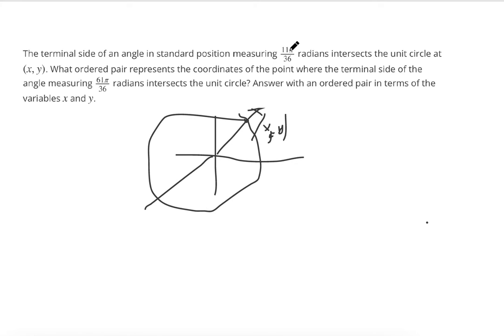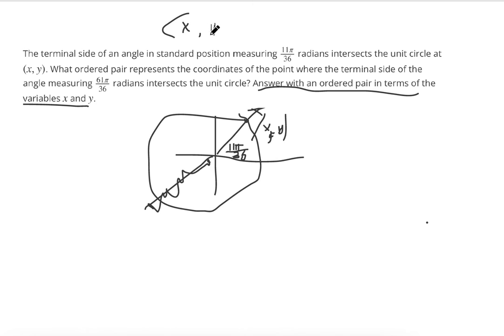First thing to note I'd say is that that's acute, right? Because pi over 2 would be 90 degrees. It's a little bit less than pi over 2. So 11 pi over 36 goes here. And actually, I don't want to draw this way because they say that we're... Well, let me just make a big note here. Answer with an ordered pair in terms of the variables x and y. Our answer has to have x and y somehow. Okay, so this is an ordered pair of x and y. That could be our answer.